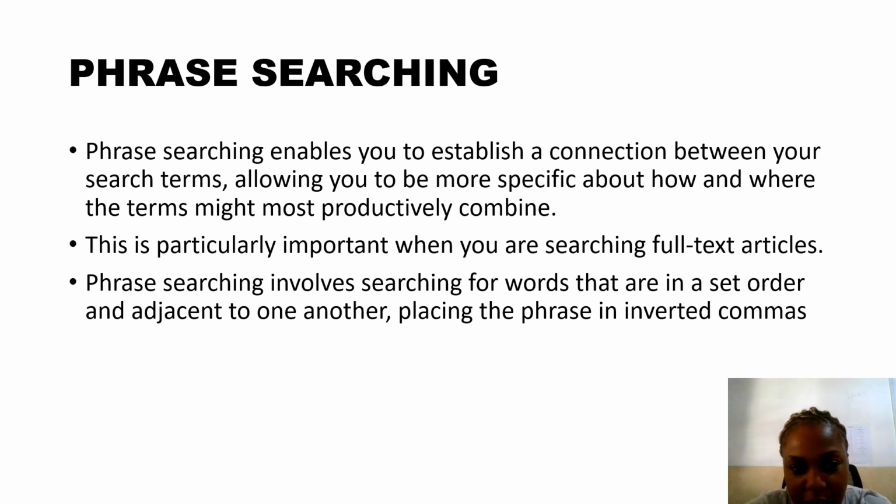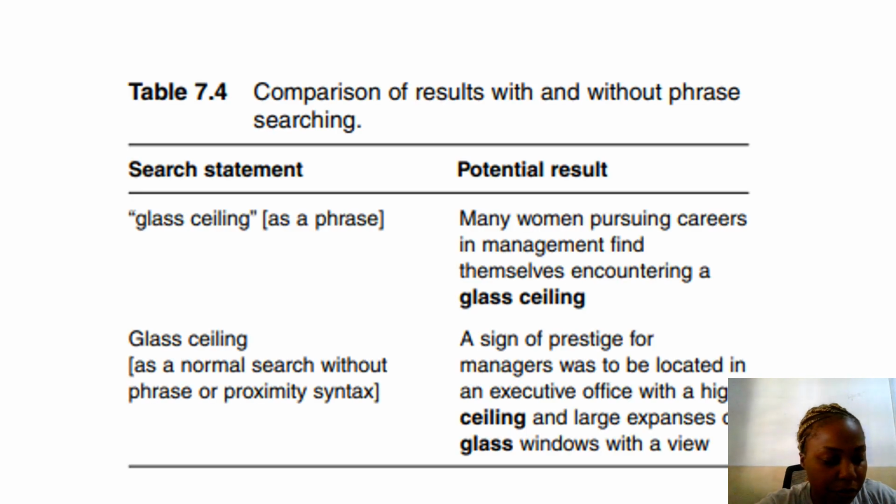Now phrase searching is another method which enables you to establish a connection between your search terms, allowing you to be more specific about how and where the terms might most productively combine. So this is particularly important when you are searching for full text articles. Phrase searching involves searching for words that are in a set order or adjacent to one another, placing the phrase in inverted commas. Okay, let's see an example of phrase searching.